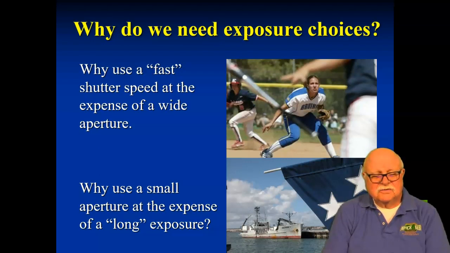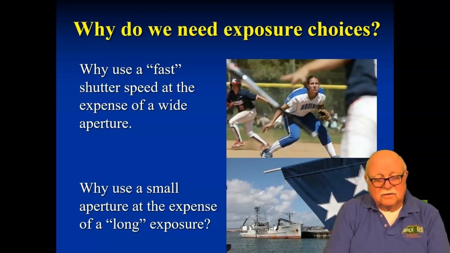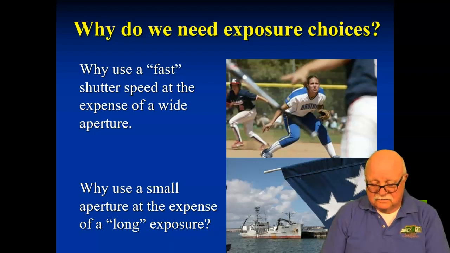Why do we need exposure choices? Well, this photograph illustrates using a fast lens. The young woman pictured here is in focus. The foreground's out of focus and the background is out of focus. Only she is in focus. This is a very short depth of field. The other picture is on the bottom, and nothing is moving very quickly here, and we want to get the foreground and the background in focus. So this is a long exposure at a small aperture so that we can achieve this.